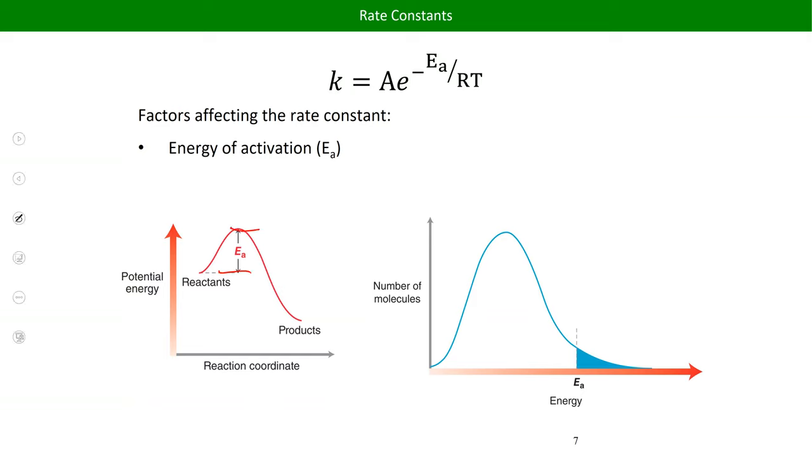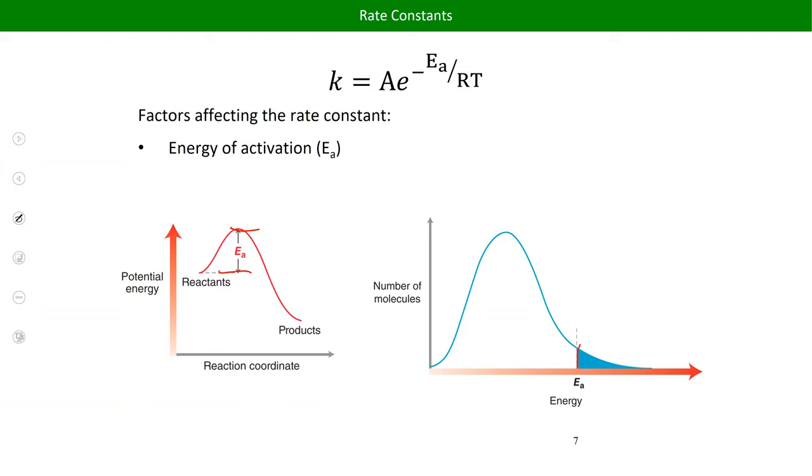And that activation energy factors into the rate constant because the number of molecules that have enough energy to get over that barrier is going to be dependent on the temperature and the Boltzmann distribution. All right, so I'm not going to ever have you, I guess I shouldn't say ever, I'm not going to have you plot this or anything like this.